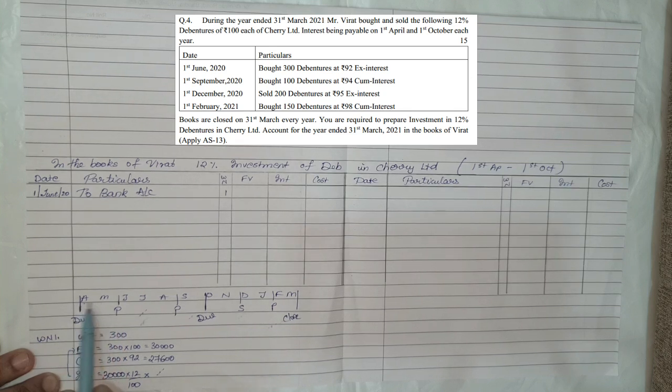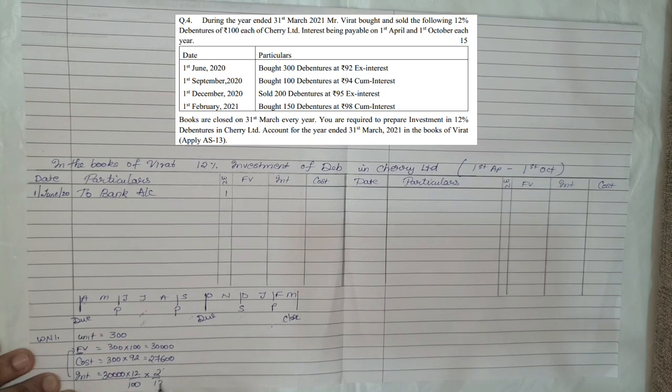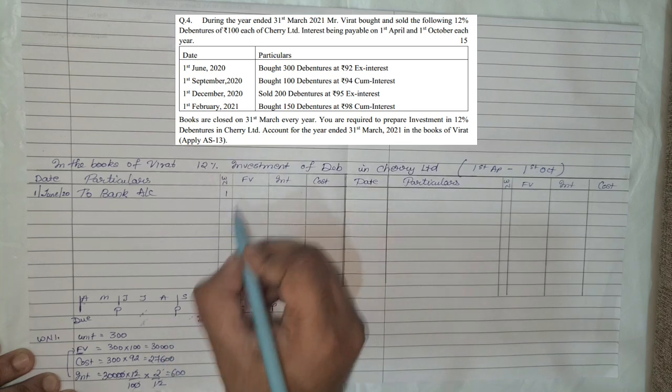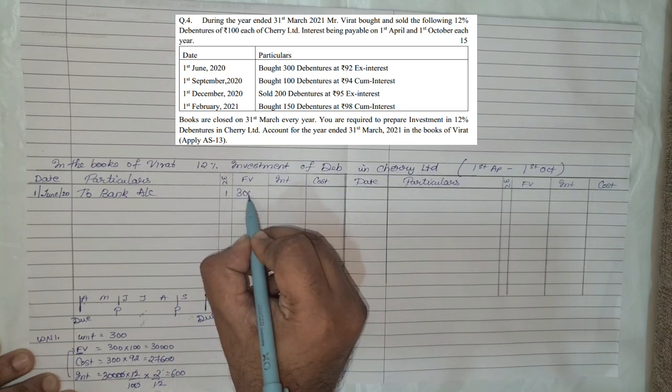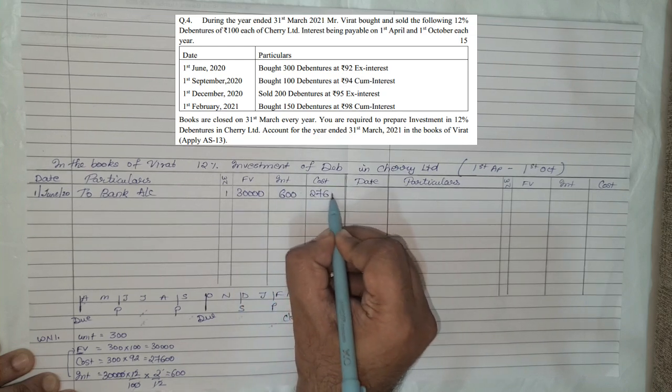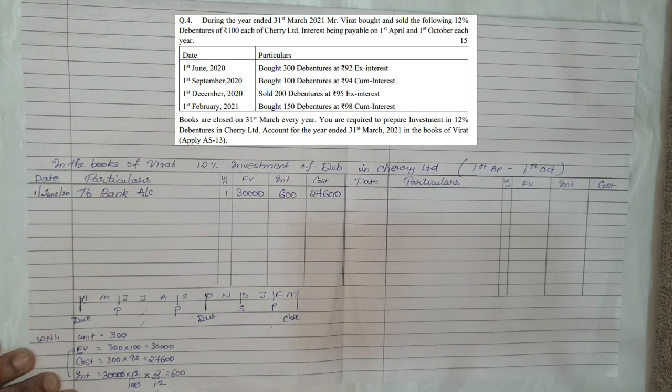So how many months ka gap is there? 2 months. So you'll get 2 months ka interest, 2 divided by 12. Okay, so all the zeros get cut, the 12 gets cut. So basically 300 into 2, which is 600. So interest amounts to 600. So now the face value is 30,000. Interest is 600 and the cost was 27,600. Chalo, we are done with the first purchase.